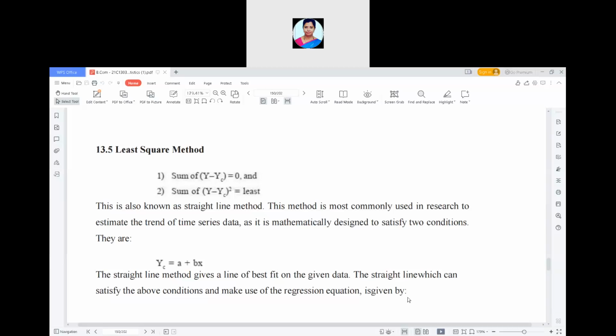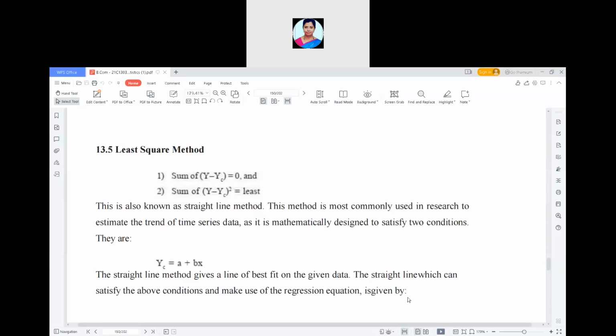That is the sum of squares of the deviations of the actual and computed values is least from the line. So therefore we can say that this is nothing but the method of least square. So this is the name of this method. The line obtained by this method is known as the line of best fit. The method of least square may be used either to fit a straight line trend or a parabolic trend.